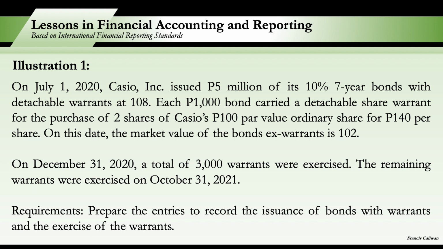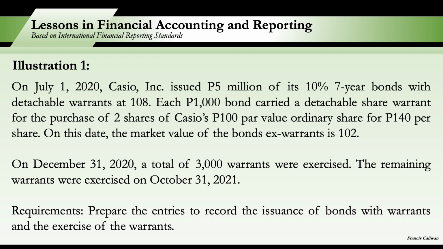Each 1,000 bond carried a detachable warrant for the purchase of 2 shares of Cashio's 100 par value ordinary share for 140 per share. So again, 5,000 bonds times 2 shares. So we can purchase 10,000 shares at how much? At 140 per share. That is our exercise price. On that date, the market value of the bonds without warrants is 102. So that is our market value of the liability component.